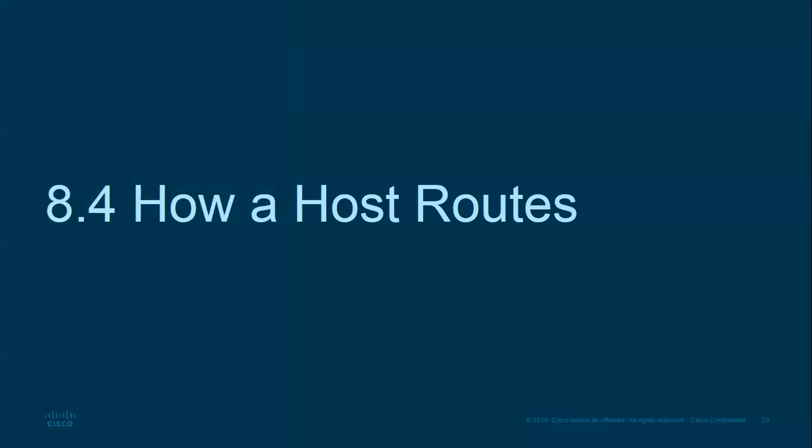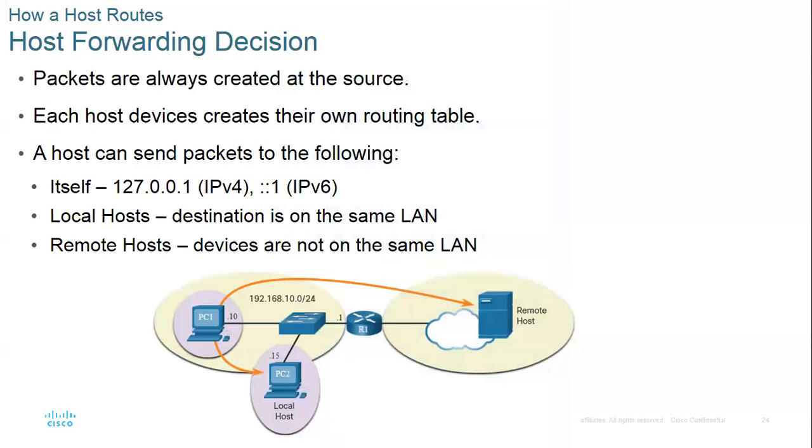In this section, we'll be discovering how a host is going to route a packet to reach the destination. Let's consider the following topology. We have two PCs connected to a LAN through a router, which need to connect through a WAN, which is the cloud, to a remote host. These two local hosts, PC1 and PC2, both have the same address.